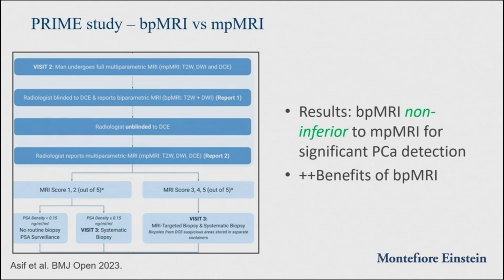There are a number of benefits to doing biparametric over multiparametric. The most obvious ones being you don't need a needle, you don't need contrast, it shaves off at least 10 minutes from the scan, you don't have any potential toxicity from the contrast, and you enhance access to patients by allowing the ability to do more scans.